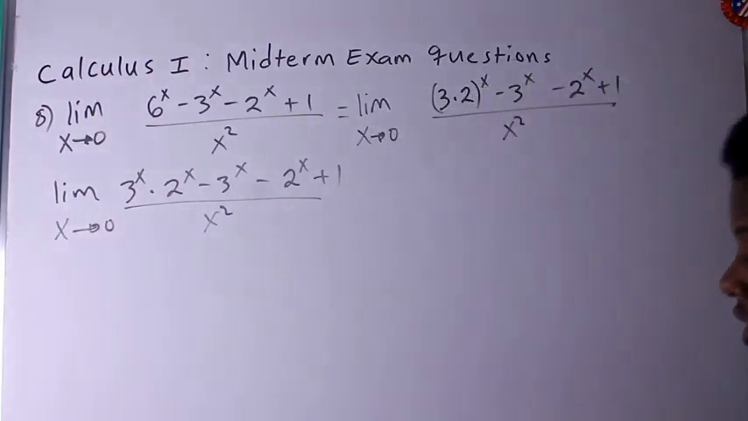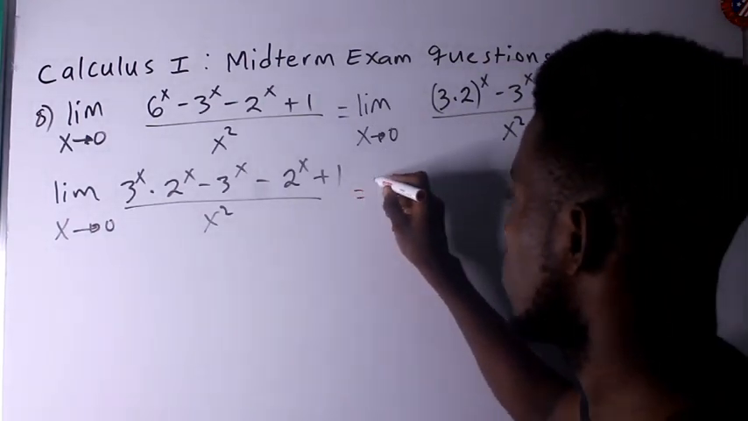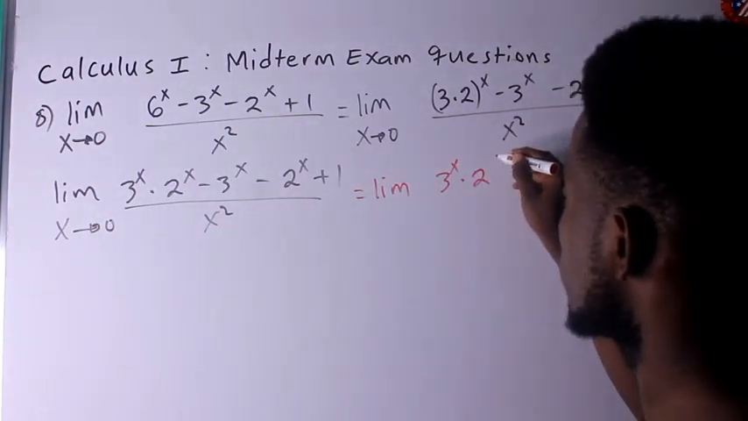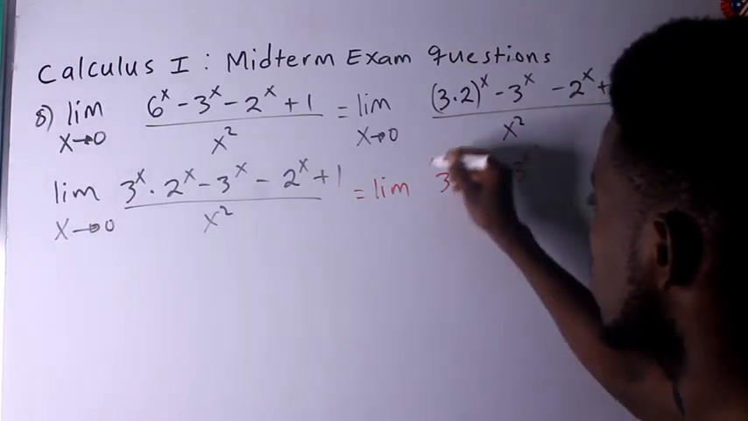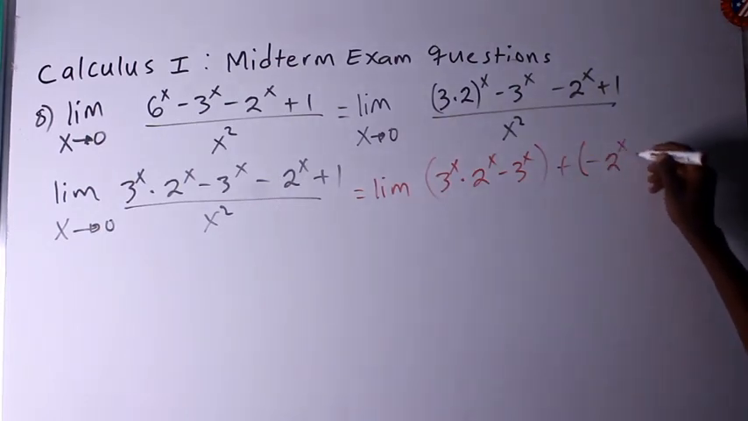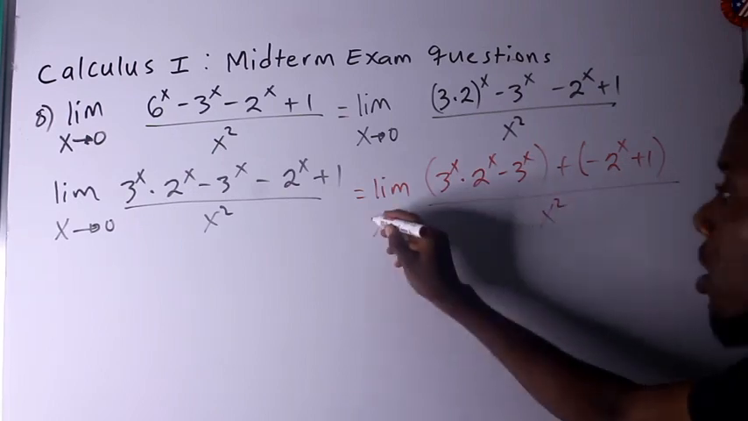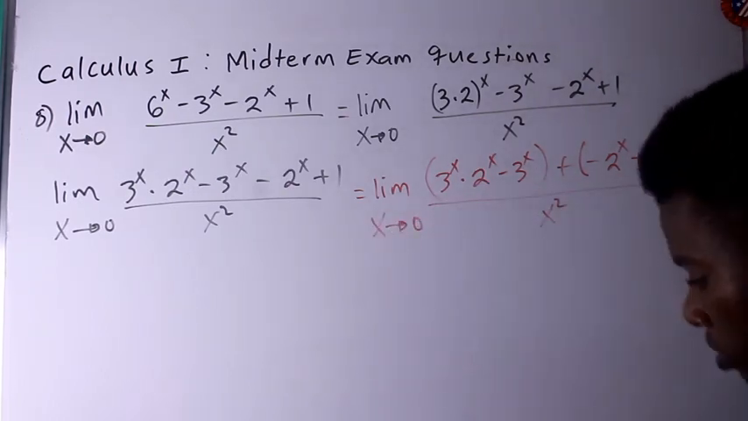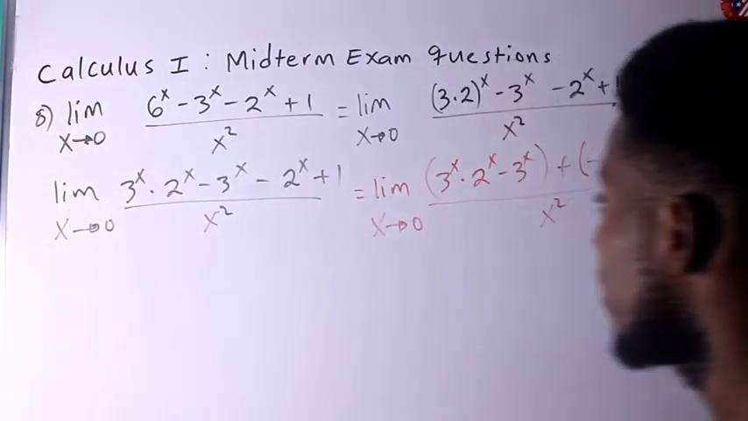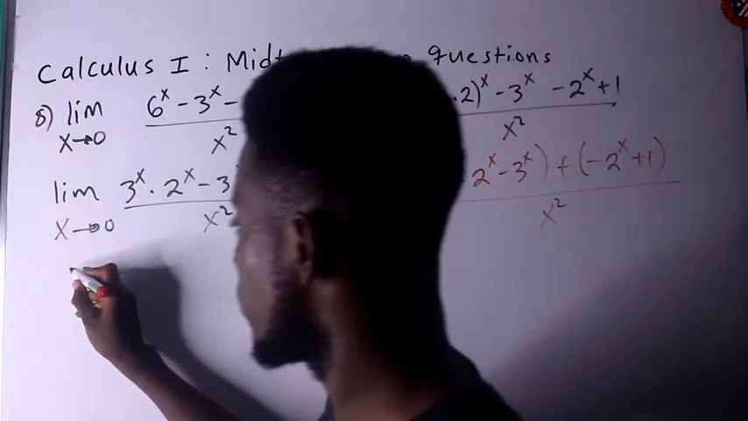Great. Now once I do that, the next thing is to factor by grouping. So I'll have the limit. I'm going to take 3 raised to the power of x times 2 raised to the power of x minus 3 raised to the power of x as one expression, and then in this other parenthesis I'm going to write minus 2 raised to the power of x plus 1, all divided by x squared as x approaches 0. Great. Once I do that, I'm going to apply the factoring by grouping method by factoring out 3 raised to the power of x from here, because that is the greatest common factor there.